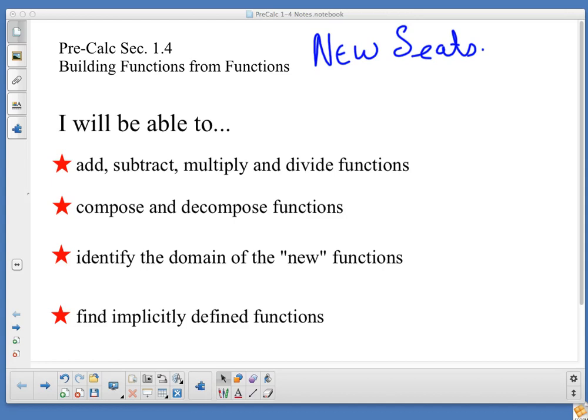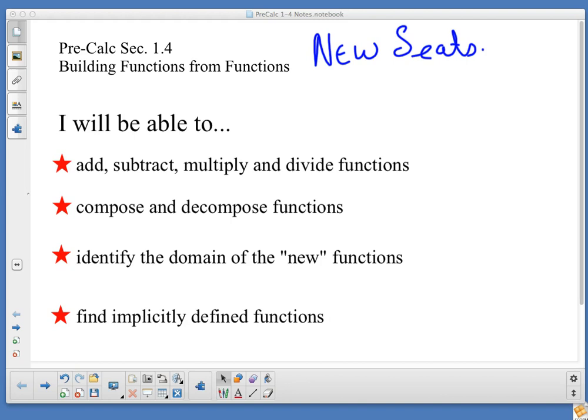Take 2. As you can see, we're going to add, subtract, multiply, and divide functions. And as we're looking at that, we're also going to be looking at composing and decomposing, and that'll be the end of today. I'm not even sure if we'll get to decomposing. Decomposing is the simplest combination of 2 functions that would be composed together, and we just take them apart and come up with the simplest. Then tomorrow, we're going to identify the domain of the new functions.